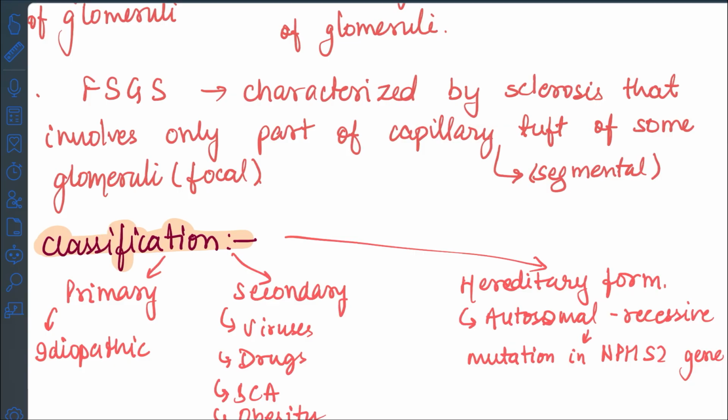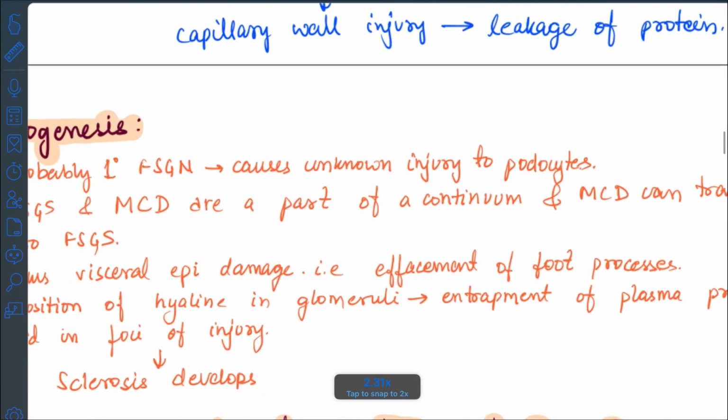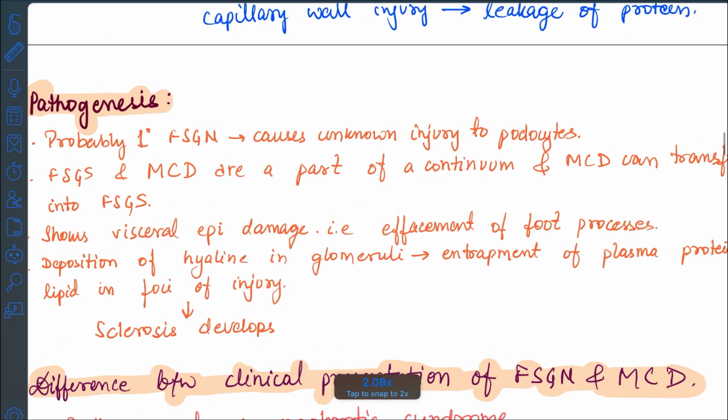Now, how do we classify focal segmental glomerulosclerosis? It is classified into primary, secondary, and hereditary form. Primary is idiopathic. The secondary can be caused by viruses. It can be caused by drugs like NSAIDs. It can be due to sickle cell anemia or obesity. Hereditary form, it can be autosomal recessive, and mutation is seen in NPHS2 gene.